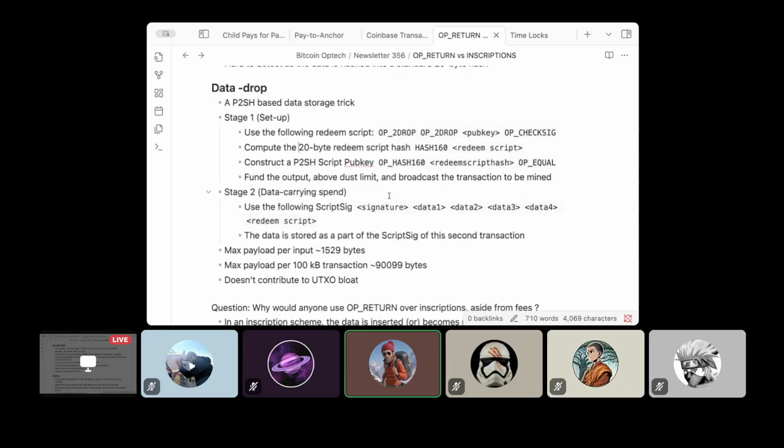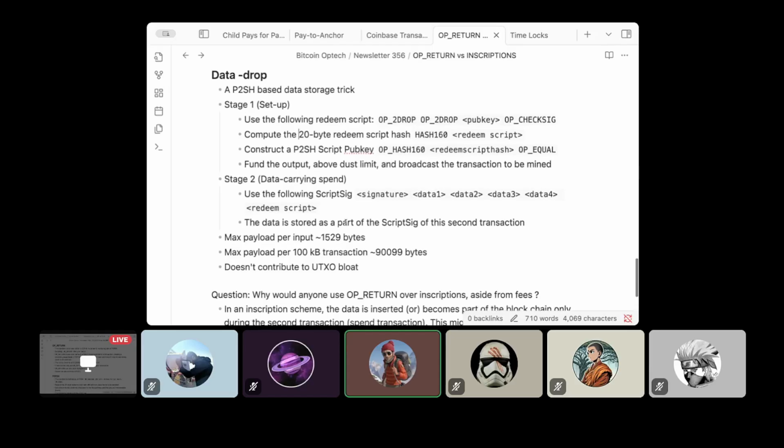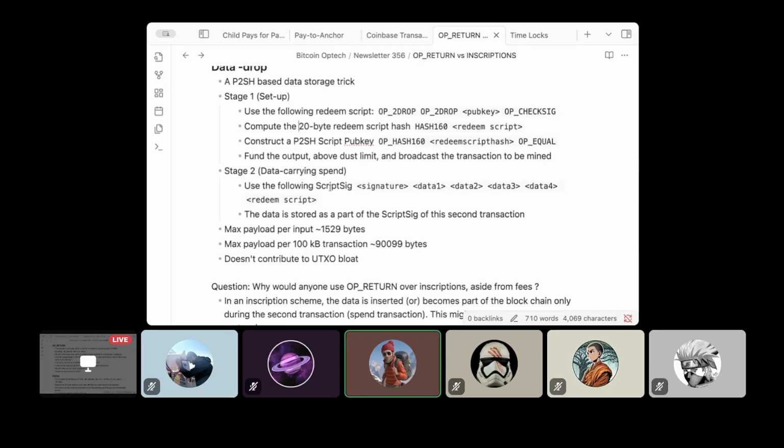Mind that there is no data that has been encoded so far. So it's just a staging or setup transaction. So the next thing is that you use this transaction as the input, and you spend it to another output. So what you do is that you create another script sig with the signature and whatever data that you want to push into it, followed by the whole redeem script. So this is the whole redeem script that we have put in the first stage one transaction.